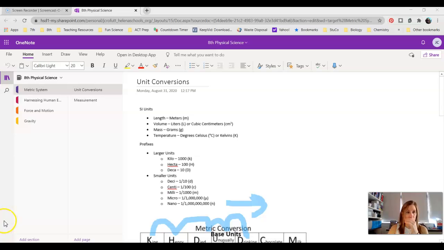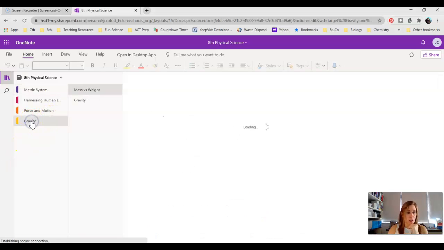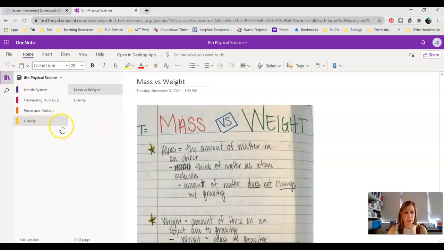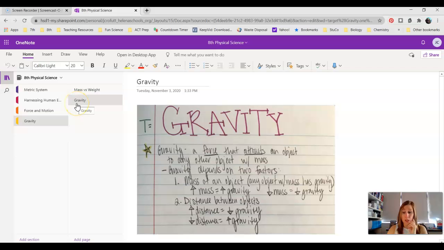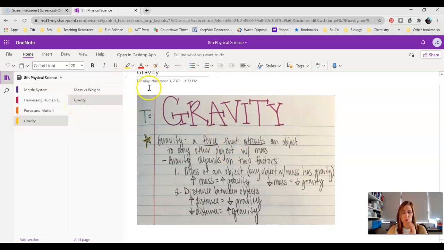Hey 8th graders, so as you already know, we're getting close to the end of our gravity unit. Earlier this week you should have added a section to your OneNote for gravity, and you should have added 2 pages, mass and weight, which we've already talked about and added to our notebook. And today you're going to add gravity. So if you haven't already, go into Teams, copy and paste this picture and add it into your OneNote.